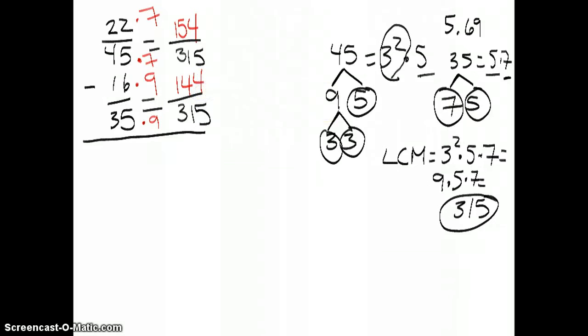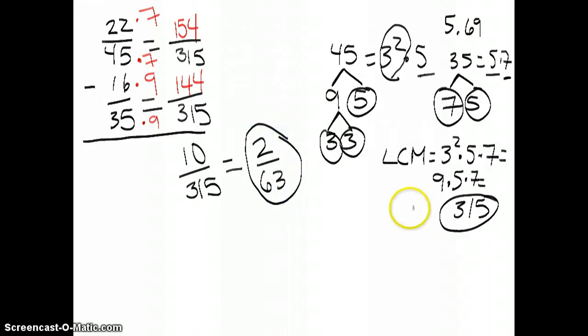So at this point, we have a common denominator, and we have our equivalent fractions, so now we can subtract. 154 minus 144 leaves 10 over 315. And then our last step is always to reduce or simplify if possible. In this case, both 10 and 315 are divisible by 5, so we can reduce it that way. 10 divided by 5 is 2, and 315 divided by 5 is 63. So that's how we get our answer for this problem.